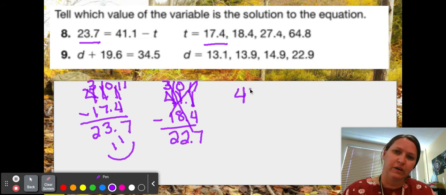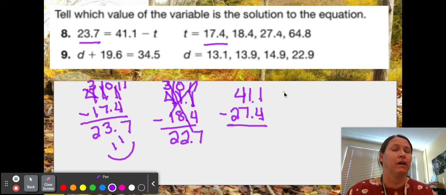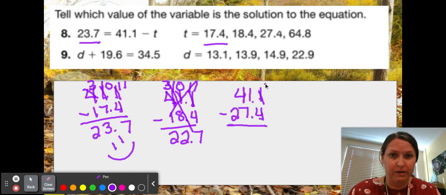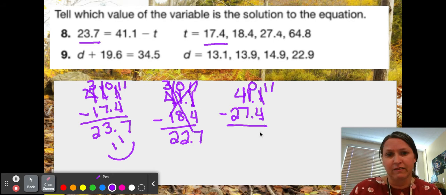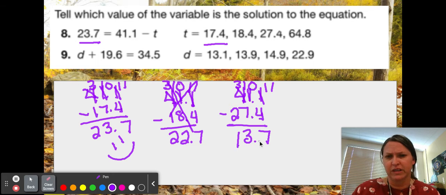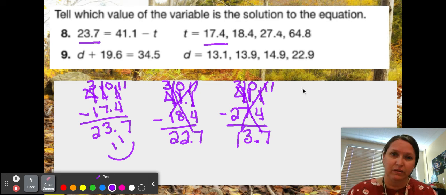Let's do another one. 41.1 minus 27.4. Well, I have to borrow again. My 1 becomes an 11, and my 1 becomes a 0. 11 minus 4 is 7. Now I have to borrow from my 4. It becomes a 3, and my 0 becomes a 10. 10 minus 7 is 3. 3 minus 2 is 1. 13.7. Is that 23.7? Nope, it is not. That doesn't work. And let's do another one.